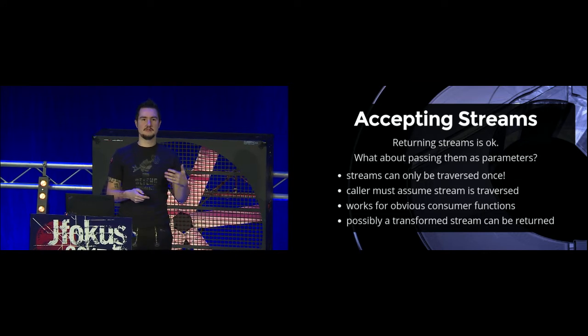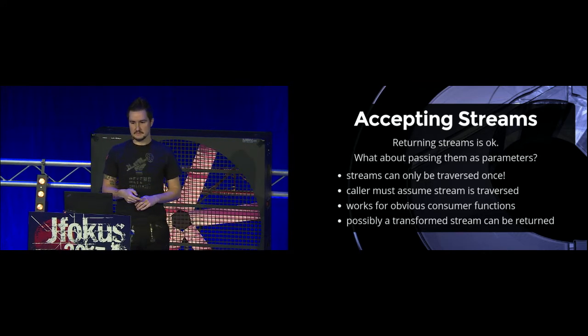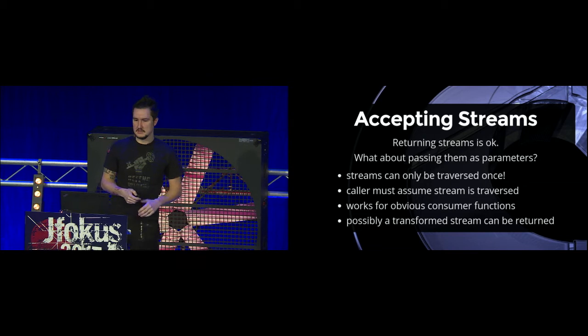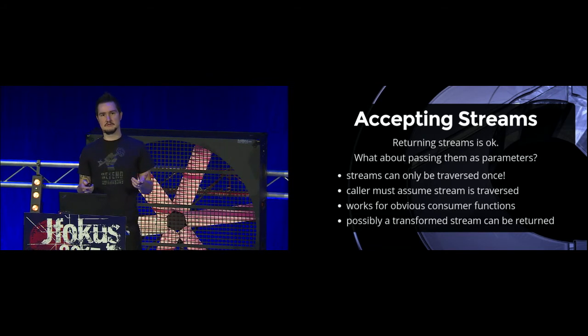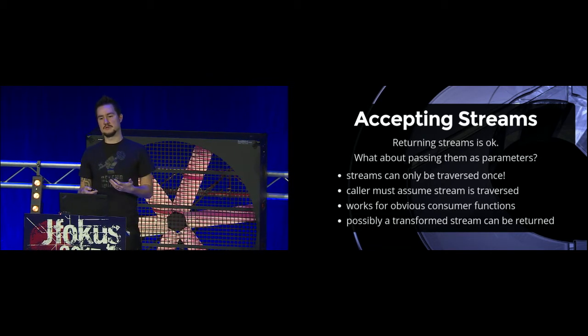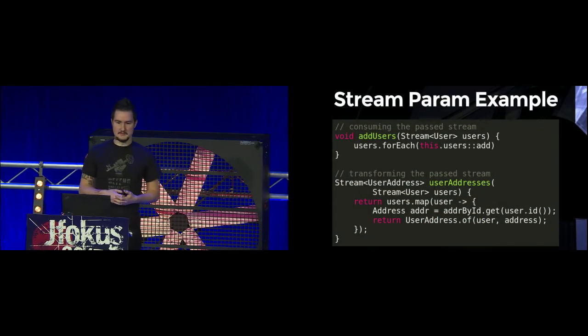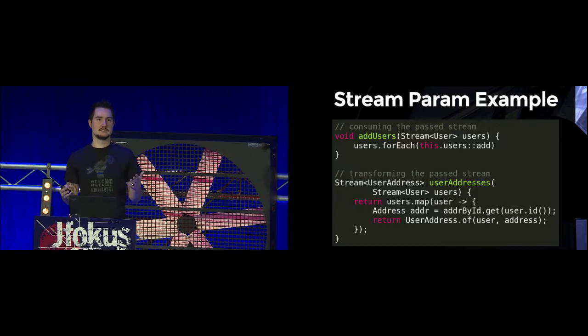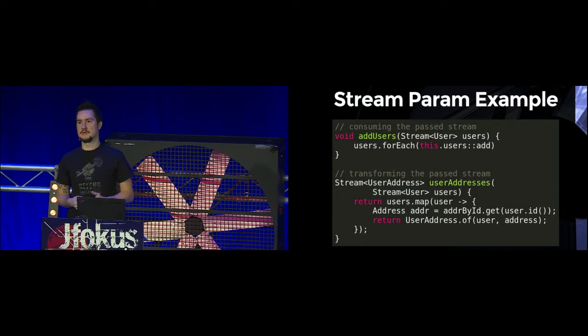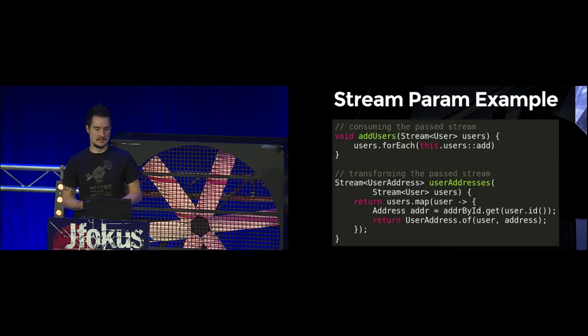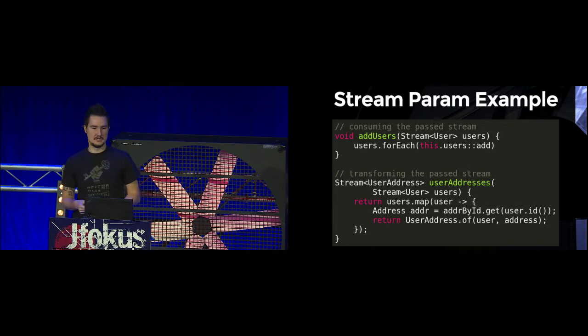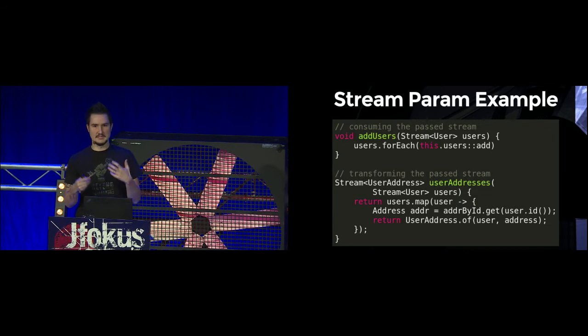And this is easy if you have something which obviously consumes the stream. Other methods might not be so clear-cut. It is possible, though, that you just transform the stream and return it back. So there are two examples for both here. The first one is kind of obvious. You have a method addUsers that gets a stream, maybe because some other API returned a stream. So this is the easiest way to pipe the stream back into some data structure. So you have some thisUsers, which is maybe a list, and you just add the users you get from the stream. And it's easy to see from calling addUsers that the stream is going to be consumed.